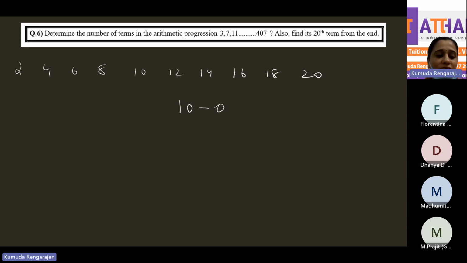Which is the... okay, 1 minute. No, I shouldn't ask you that question. Which is the first term from the end? That should be the question. Sorry, I'll put it this way: which is the first term from the end?